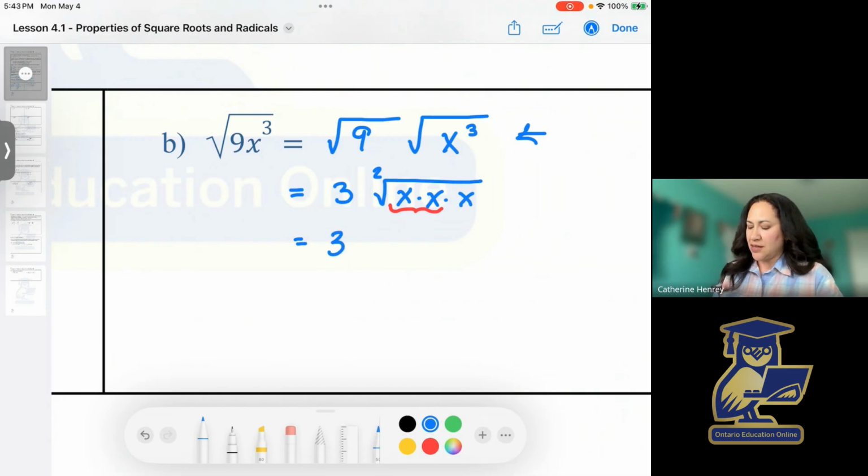So I'll take an x out for that pair, and what's left over is a single x under the radical sign. So this is the simplified form of the square root of 9x cubed. It's 3x times the root of x.